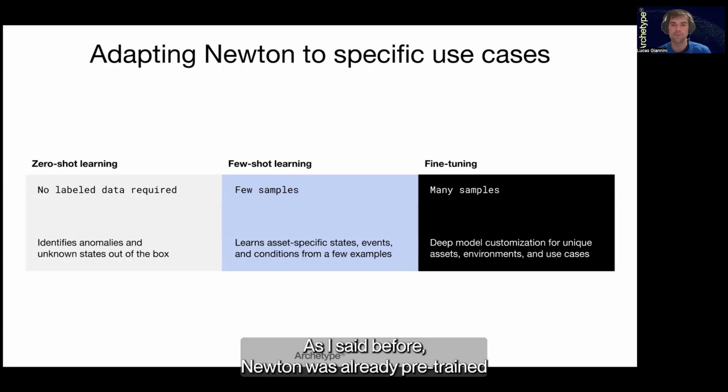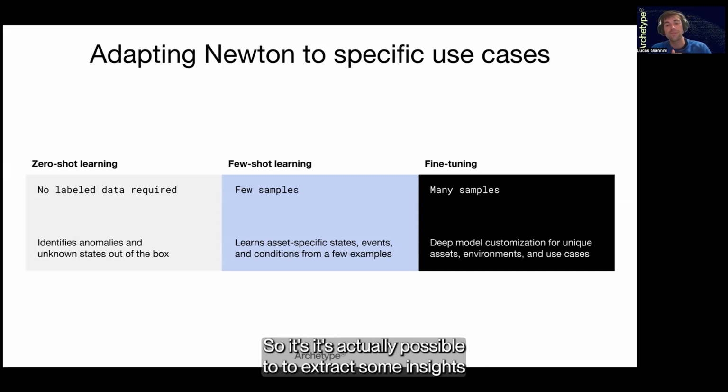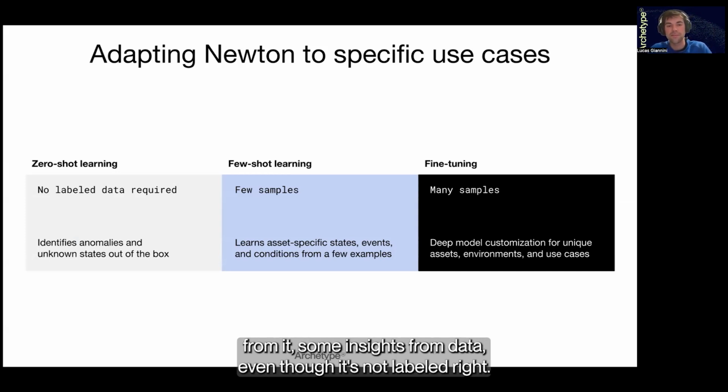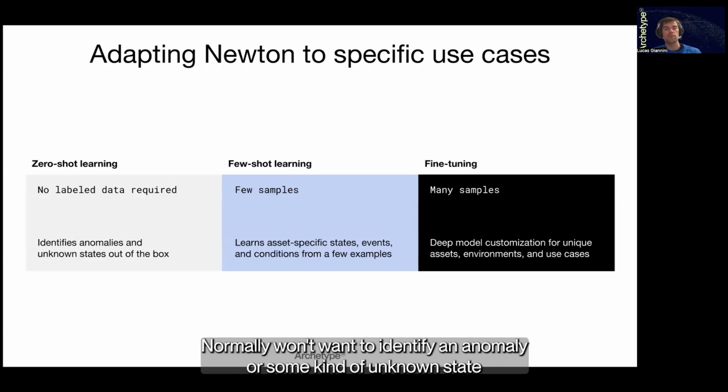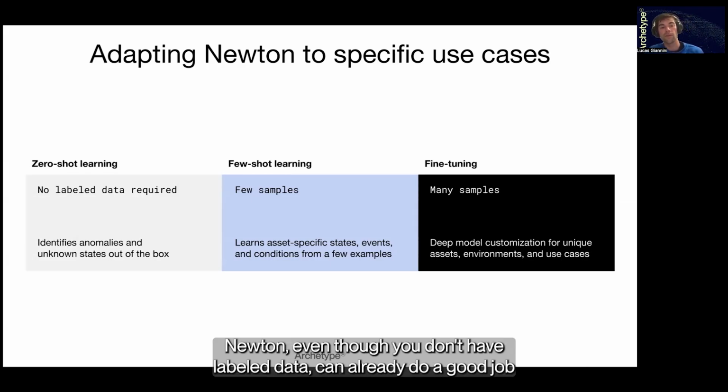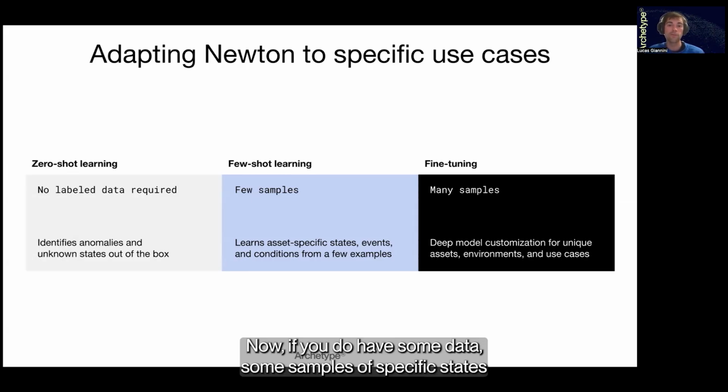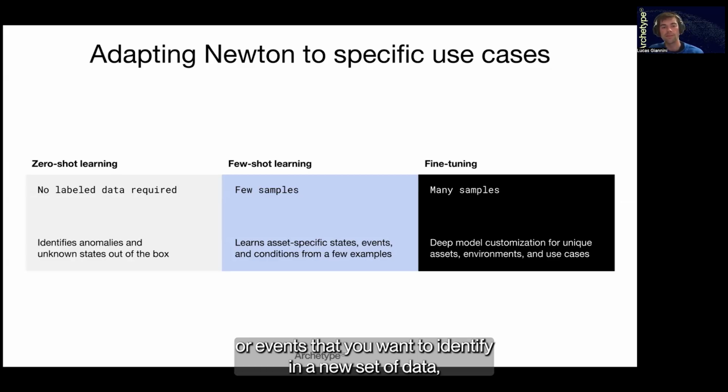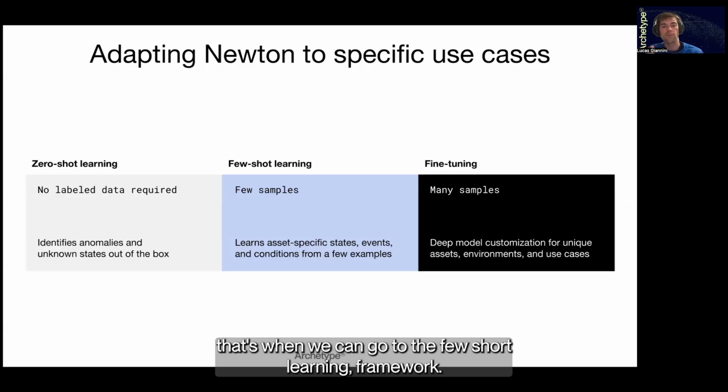As I said before, Newton was already pre-trained on a very significant amount of data. So it's actually possible to extract some insights from data, even though it's not labeled, right? Normally, when you want to identify an anomaly or some kind of unknown state right out of the box, Newton, even though you don't have labeled data, can already do a good job at it. Now, if you do have some data, some samples of specific states or events that you want to identify in a new set of data, that's when we can go to the few-shot learning framework, right?